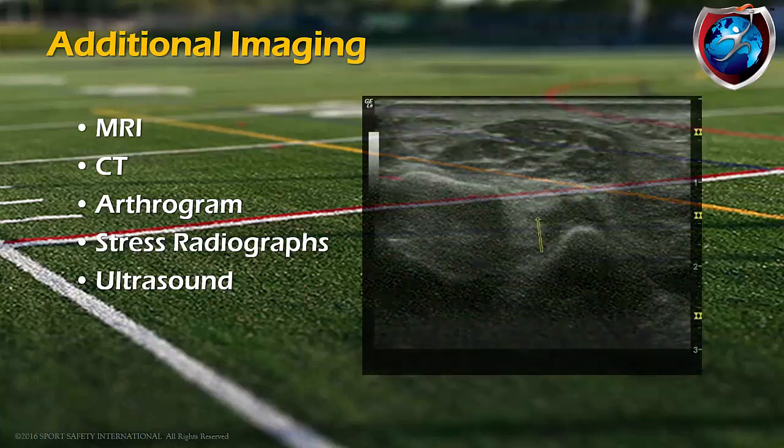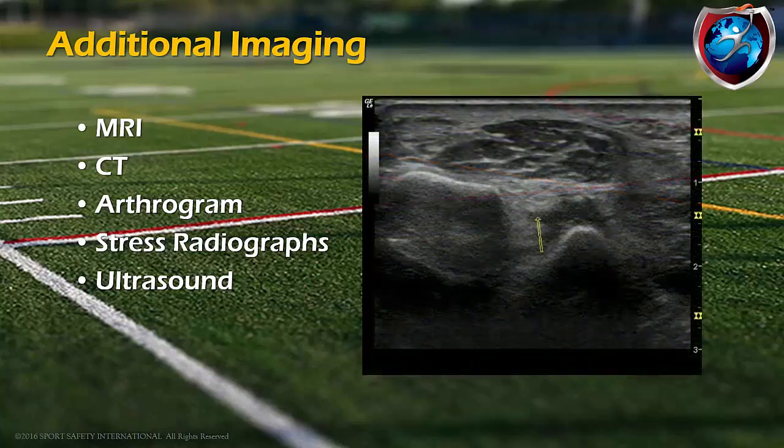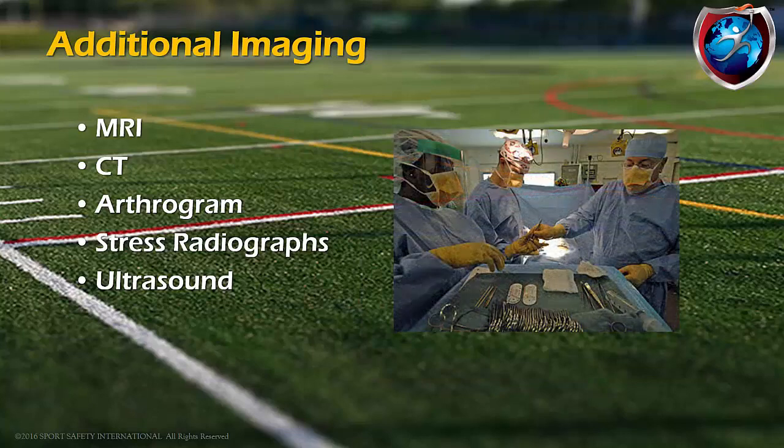Use of diagnostic ultrasound has gained popularity lately because it is portable, less expensive, and provides immediate dynamic images for interpretation. However, accuracy is highly user-dependent. The gold standard for identifying the extent of ligamentous injury is intraoperative inspection.